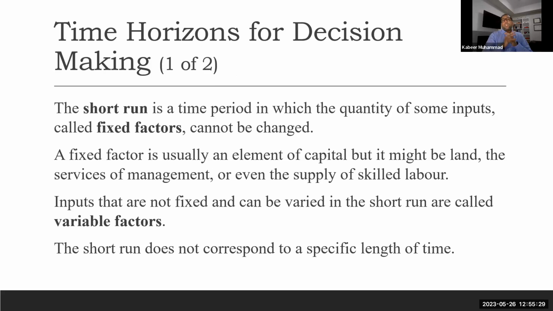A fixed factor is usually an element of capital, but it might be land, the services of management, or even the supply of skilled labor. That is also possible. Like a restaurant has only one skilled chef, so it's limited. Over a short period of time, finding another expert in that cuisine is not possible. So inputs that are not fixed and can be varied in the short run are called variable factors. So there are two kinds of factors, fixed factor and variable factor. In the short run, at least one factor is a fixed factor and others are variable factors.